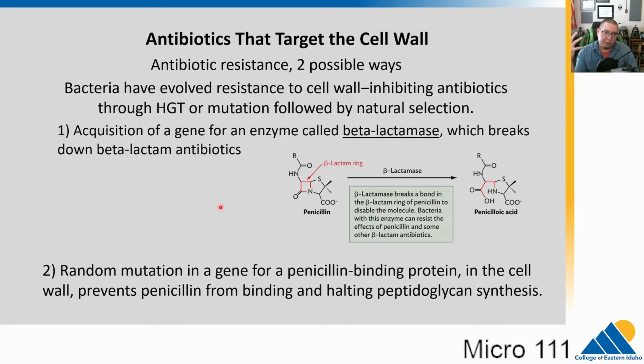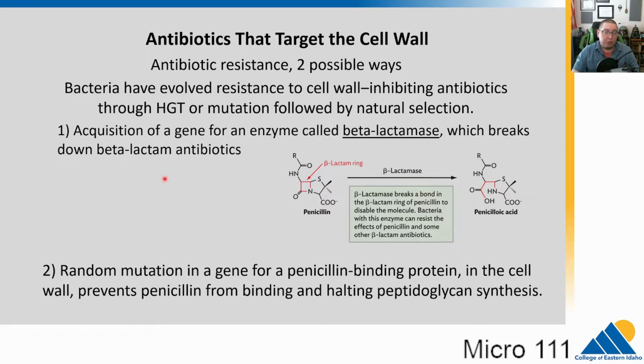So obviously, if there's an antibiotic, cells can evolve resistance to this. How can cells evolve resistance? We're going to talk about the specific mechanisms. There are two broad ways, right? They could acquire resistance genes through horizontal gene transfer, so they could get resistance genes from other organisms, or there could be mutations that occur in their own genome and then natural selection occurs.